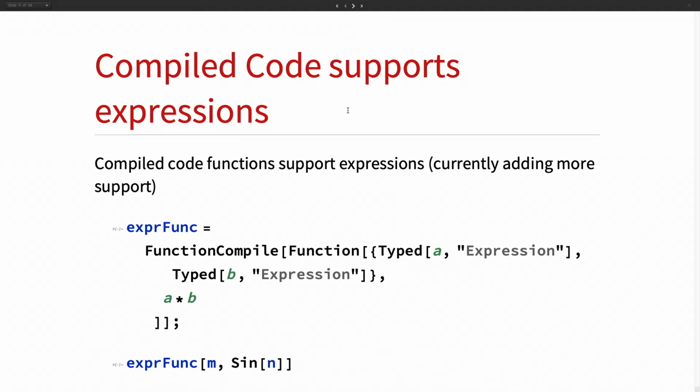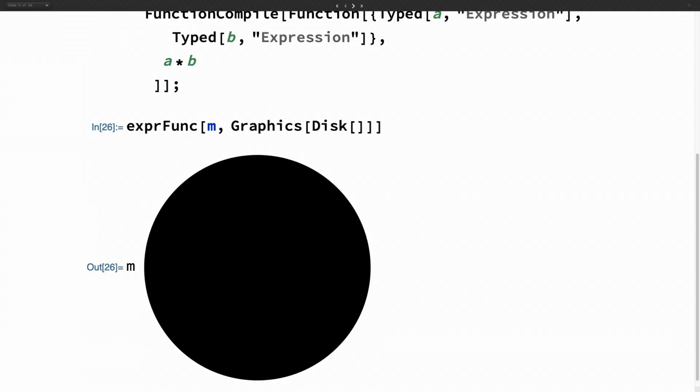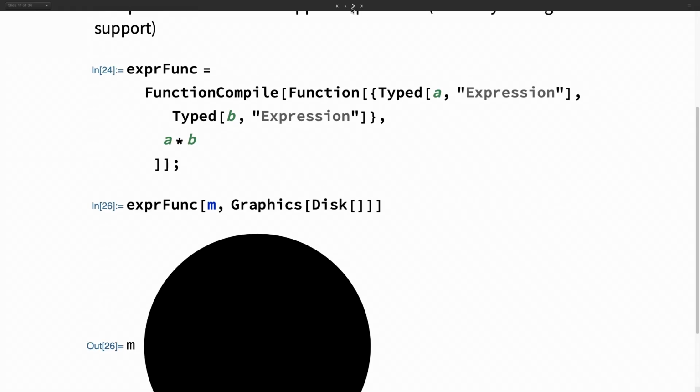So the other thing is that compiled code supports expressions. You could do arithmetic on expressions, so symbolic kind of evaluation. In this case, I have a function that takes two expressions, A and B, and A and B could be any Wolfram expression. So I can put, let's see, graphics disk or something. M times the disk. So this is still compiled, but you can use that sort of stuff.